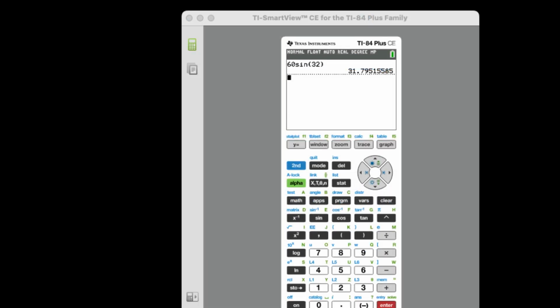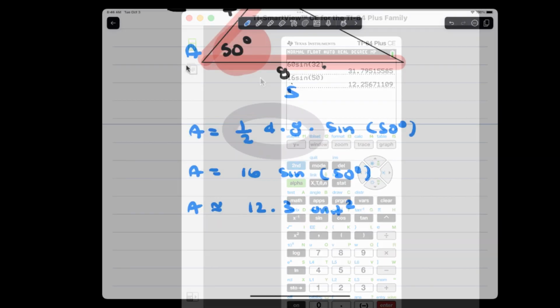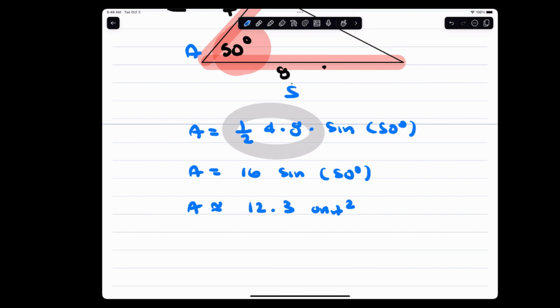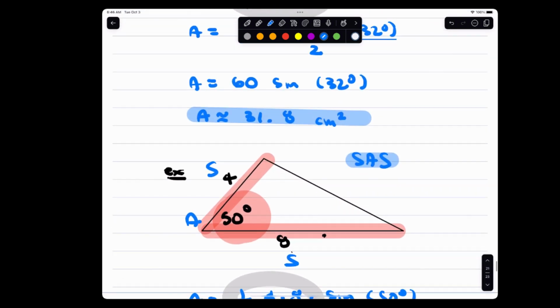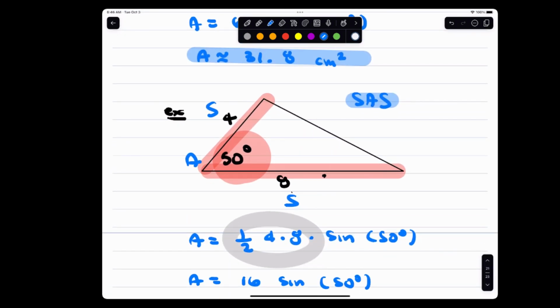So now we just have to take what? 16 sine of what? 50 degrees. What do you guys end up with? Going to the nearest tenths again. 12 point what? 3. And that just is generic units, so we just say units squared. 12.3. So just want to share that new area formula with you guys. Side angle side.